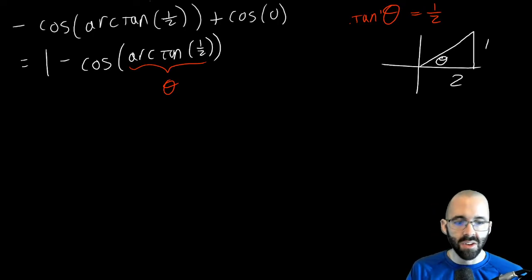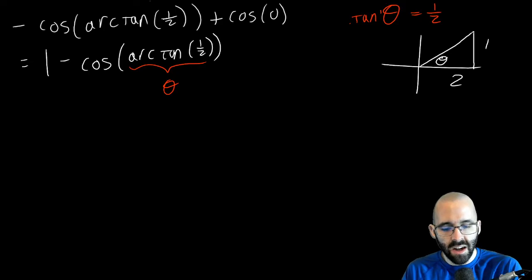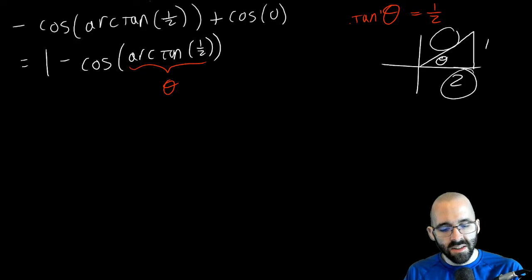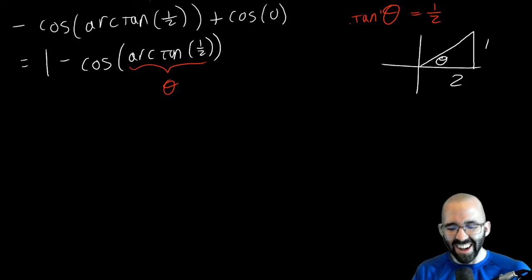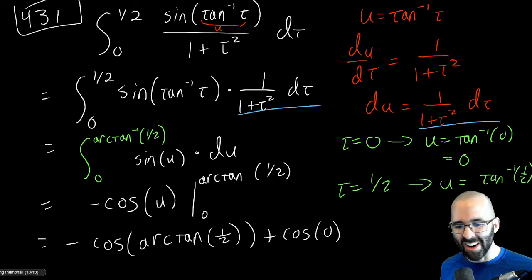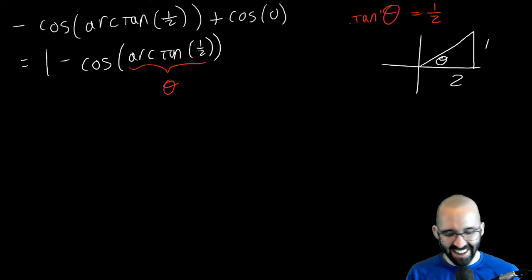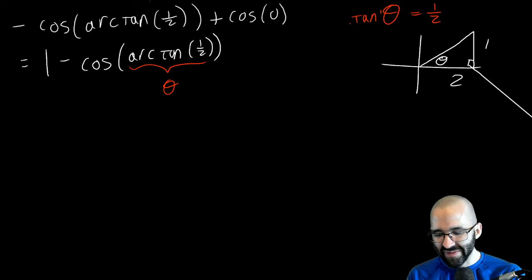Because tangent's opposite over adjacent. There are infinitely many triangles. They could be longer, but they're all similar triangles with these ratios. So the question is, what's the cosine of that angle? Adjacent over hypotenuse. Ooh, we can do this. I lied to you at the start. This is a fun problem. Good. I'm glad I found it.